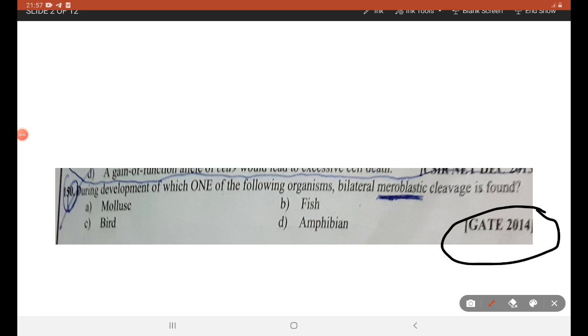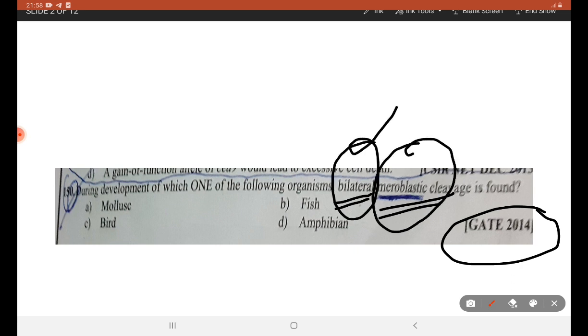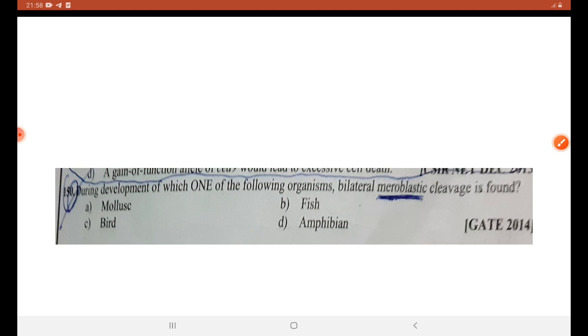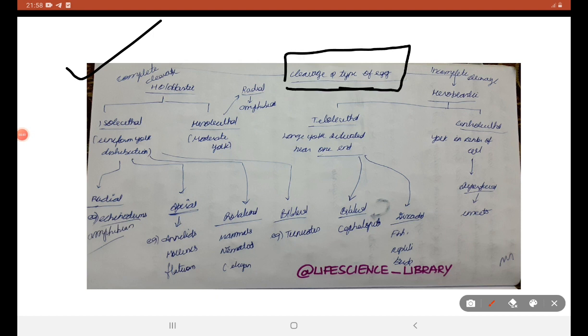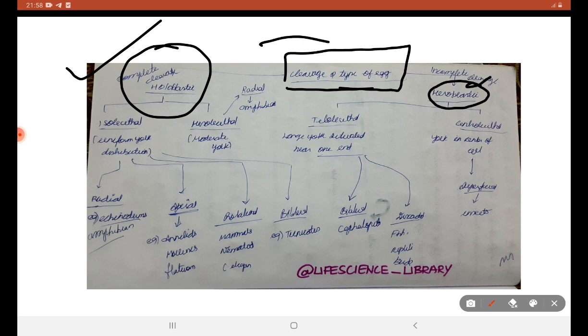During the development of which one of the following organisms does bilateral and meroblastic cleavage occur? First we should know what is bilateral and what is meroblastic cleavage. Let us look into this chart. Cleavage is of two types, that is holoblastic cleavage and meroblastic cleavage. Cleavage can be broadly classified into two different types.